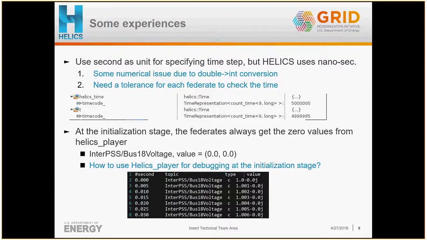Okay. Yeah, I would double check this with Andy to see whether we can work around this easily or nicely. Yeah. And as far as the player, if you give it a negative time, it'll spit that out during the initialization period.